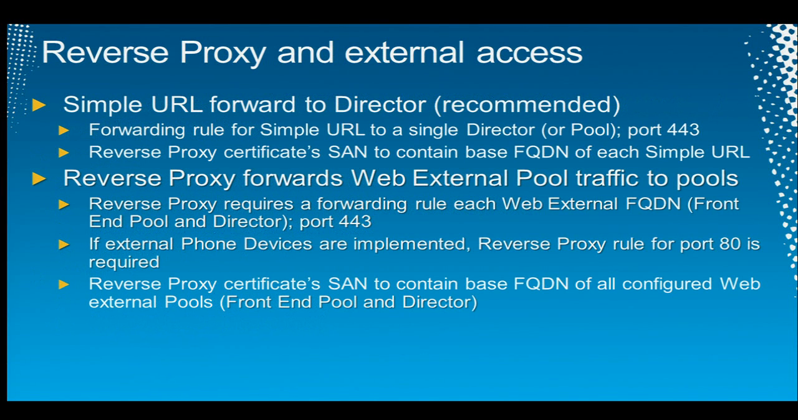So the reverse proxy and external access. In Lync Server, we have simple URLs. Basically, they're the shortened URLs instead of the long ones that were used for conferencing. You can forward those URLs to the director from the reverse proxy, which is recommended here because it makes it a single point of hop from the reverse proxy. So, forwarding rules for simple URLs to a single director, and then the director will be responsible for distributing that request to the different pools.